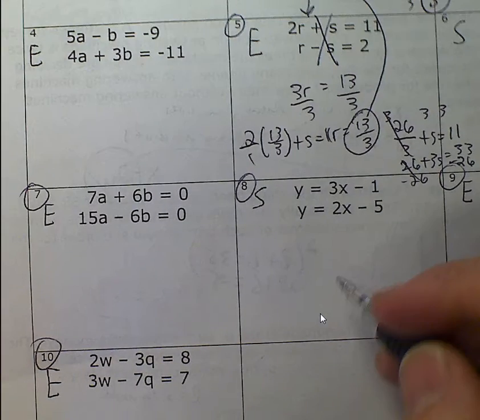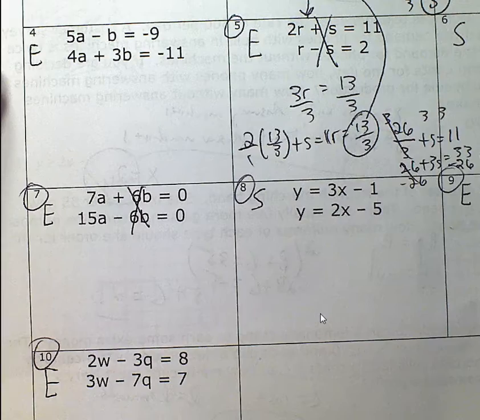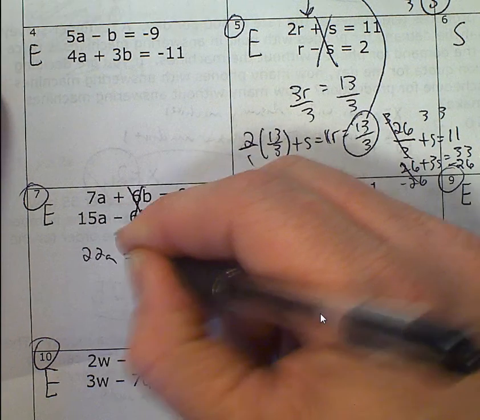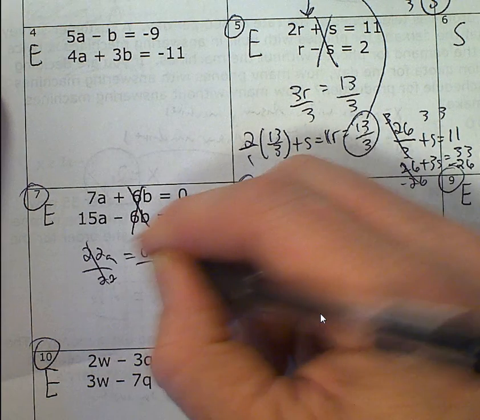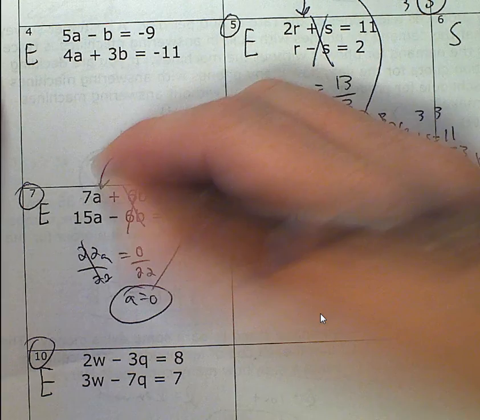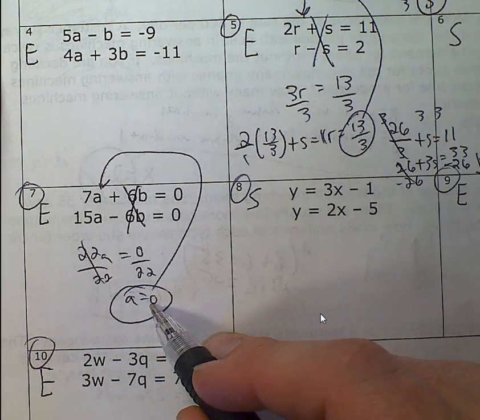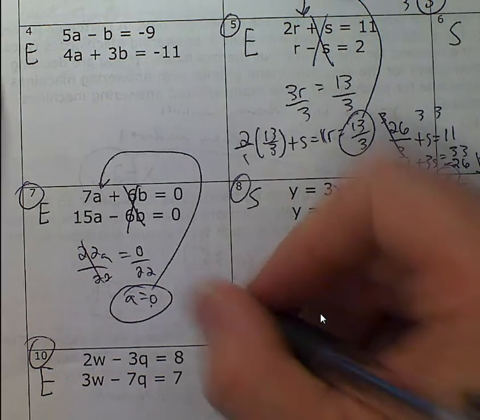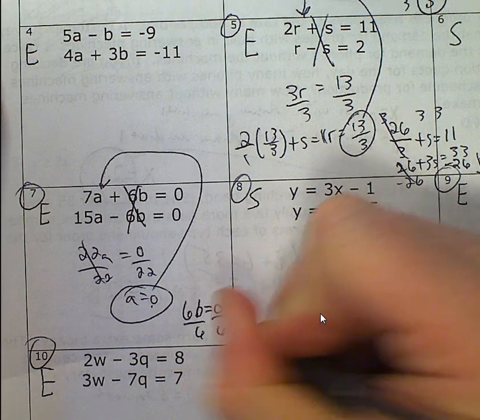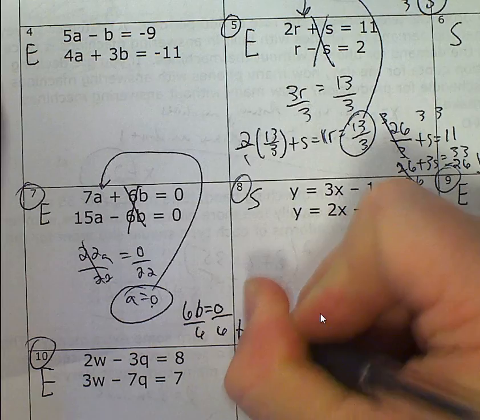So on number 7, these can already be eliminated. That gives me 22a equals 0. Divide by 22, a equals 0. Go ahead and plug back in. 7 times 0 would be 0 plus 6b. So that would be 6b equals 0. Divide by 6, and b equals 0.